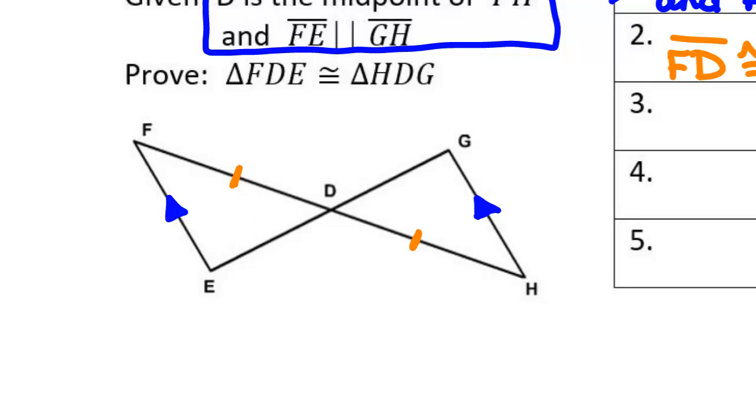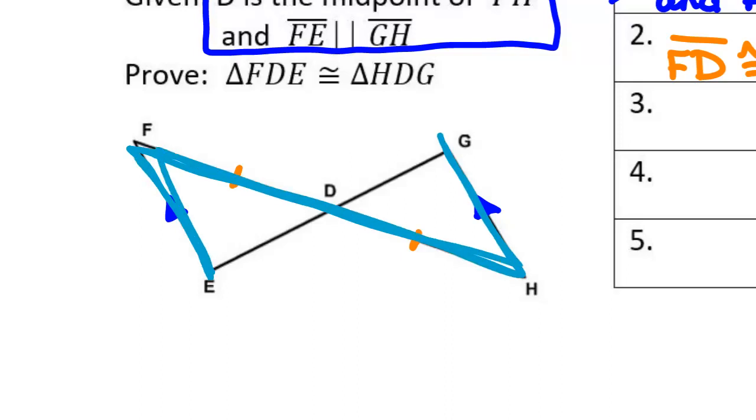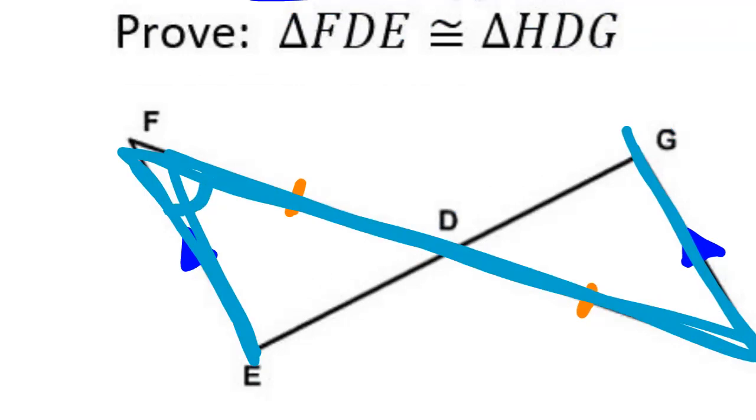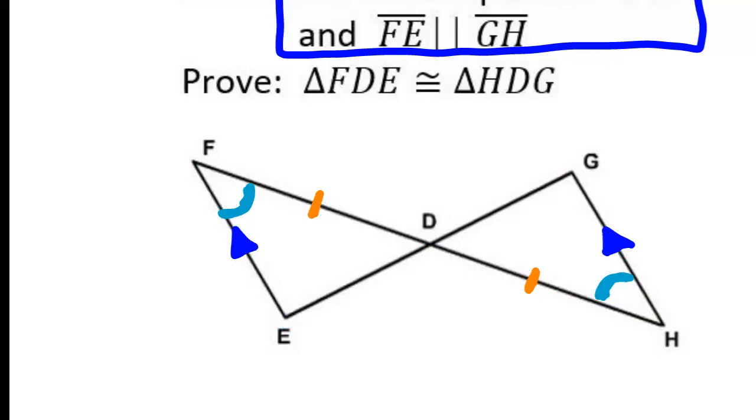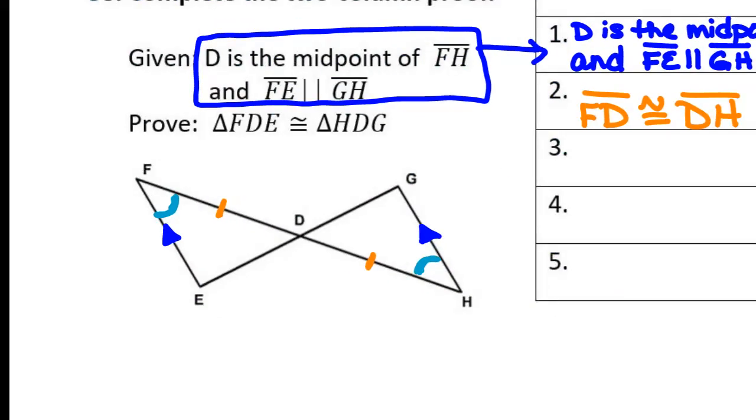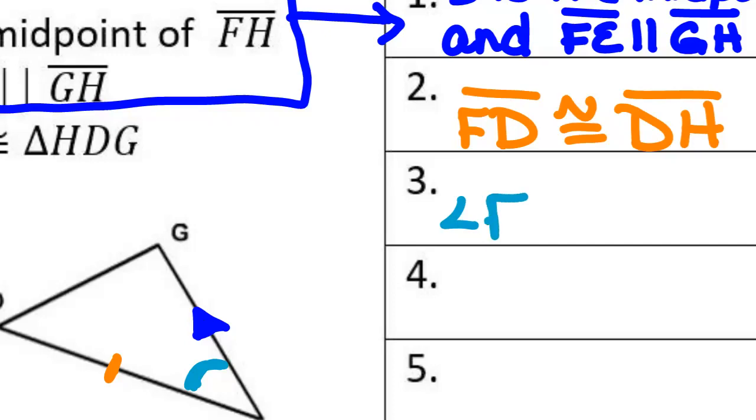If FE is parallel to GH, then what kind of a shape should I draw? A Z. So I can draw a Z that looks like this. And when I draw that Z, it helps me find what? The inner corners. And what do we call those inner corners? Does anybody remember? Alternate interior angles. So I know that angle F and angle H are congruent.